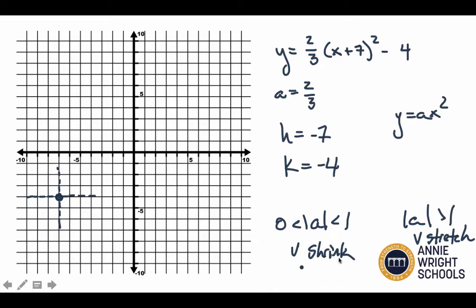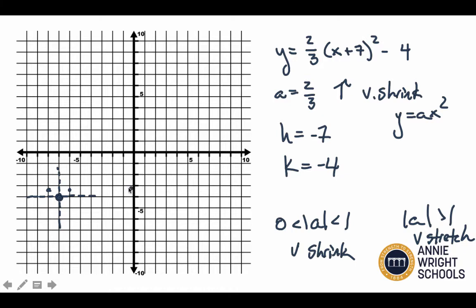So this graph is going to be vertically shrunk, and because a is positive, I know it's going to be opening up. So it's a vertical shrink and it opens up. Now I can plug in 1, and 1 squared is 1, and then I would go up 1 times 2/3, which is 2/3. Or I go back 1 and up 2/3, but those aren't nice values.